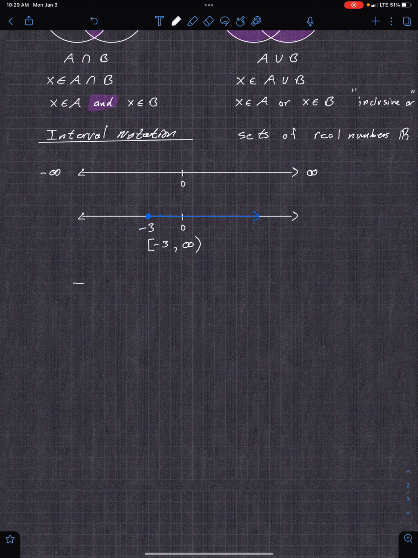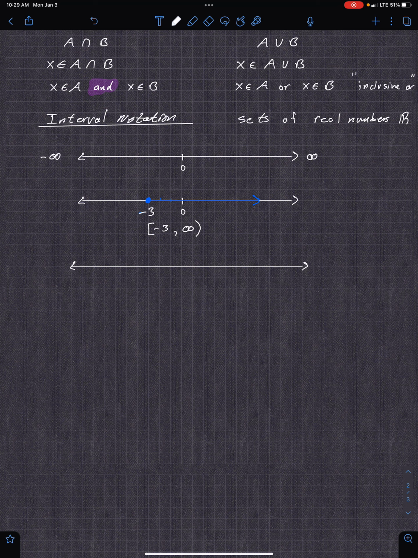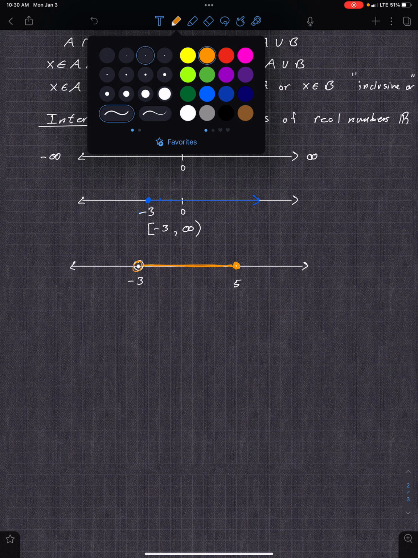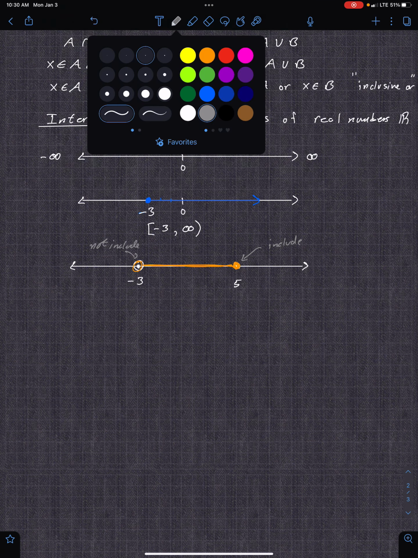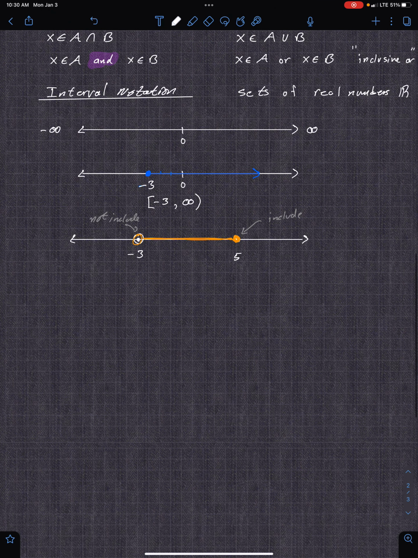Okay, and then let's do another one. Next one, let's suppose you start here at -3 and there's a circle around it, and then you have a dot over here at, let's say, 5. I'm just making up the numbers. Then you connect. You want everything in between. So here's a circle, and here's a dot. The dot means include. The circle means not include. When you draw that in interval notation, it would mean not include -3, and then the comma means everything in between all the way to 5, but we want to include it, so you use a bracket.